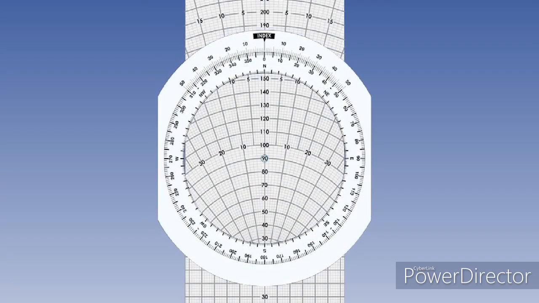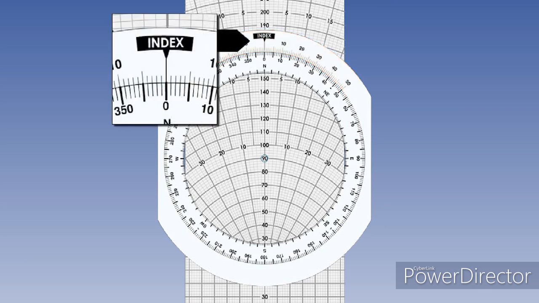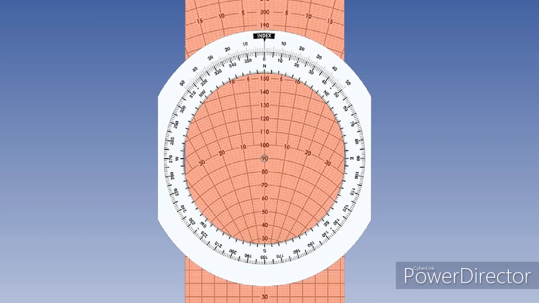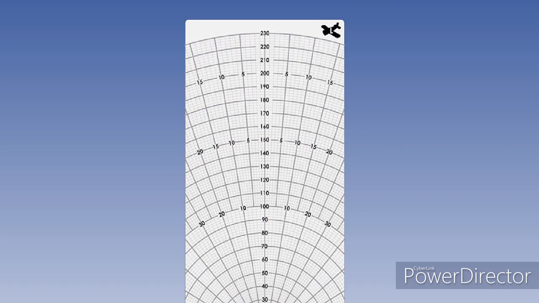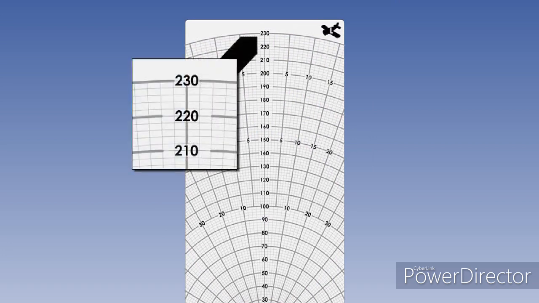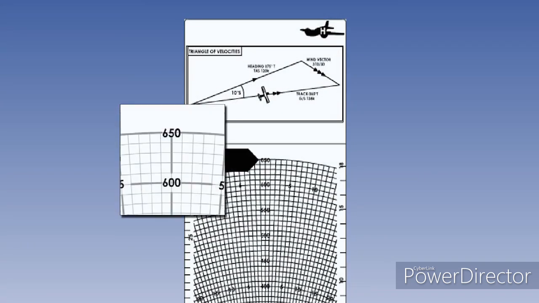The wind face of the navigation computer enables us to solve triangle of velocities problems for navigational flight. The main components of this side of the computer are the rotating scale and window, the fixed drift scale, the index mark on the drift scale, and the slide. The slide is two-sided. One side gives a low speed range which goes up to 230 knots, and the other a high speed range between 150 to 650 knots.